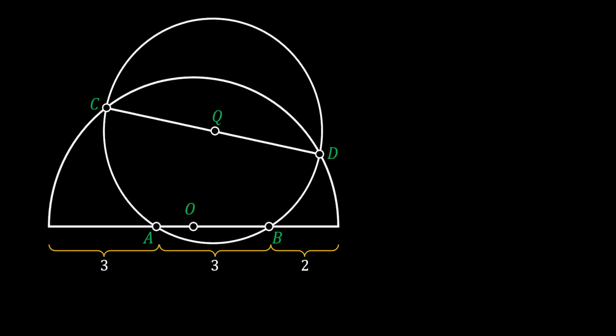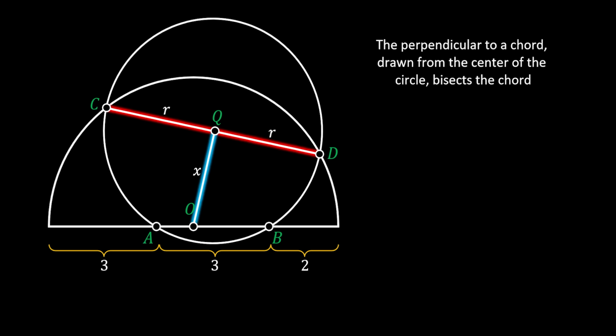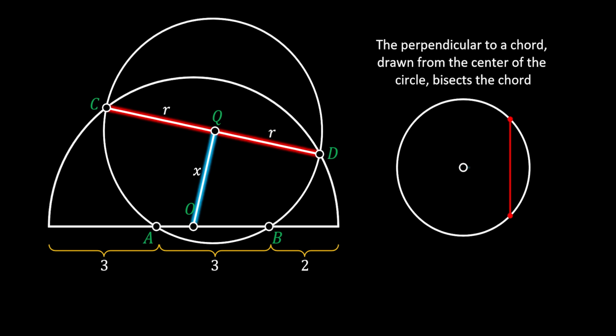Now let's say that the radius of our full circle is small r. Then let's pull the line which connects both of their centers, and let's say that this line has the length of x. Now let's notice the line CD, which is the chord of our semicircle, and the line OQ that connects the center of our semicircle with the midpoint of the line CD. We can use the special circular property which states that the perpendicular to a chord drawn from the center of a circle bisects the chord. As you can see, this is exactly our case.